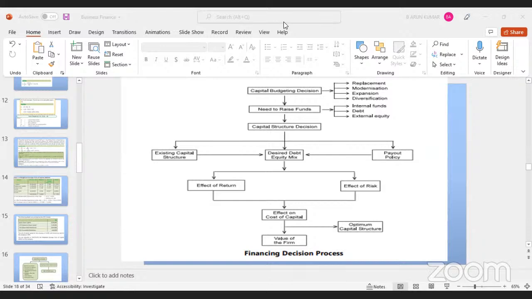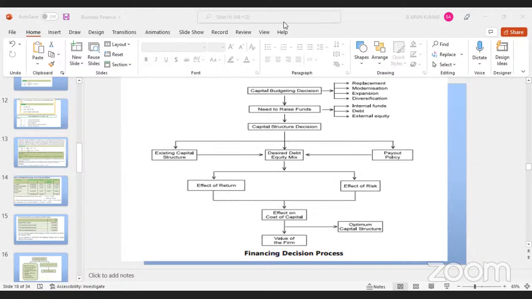When we take money from different sources, in our mind we are thinking about three things: first, control; second, risk; third, cost. These three things we keep in mind when taking money from different sources. The first one is control. Actual controlling power exists only in equity shareholders, not in the other sources.